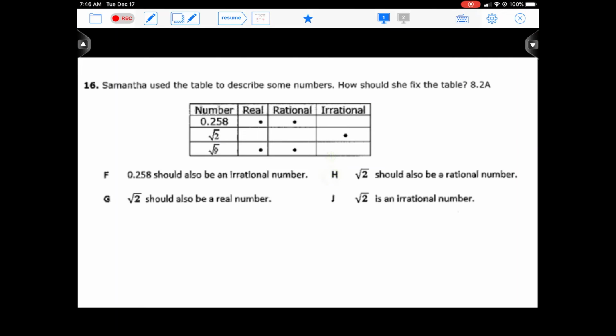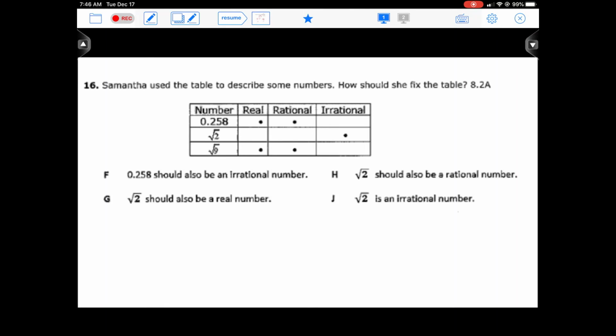Number 16. Samantha used a table to describe some numbers. How should she fix the table? So we have a table here. We have our numbers and the classification. So 258 thousandths is real and rational, but it's not irrational because it ends. Remember, irrational numbers are non-terminating decimals. So because this stops, that is a rational number.